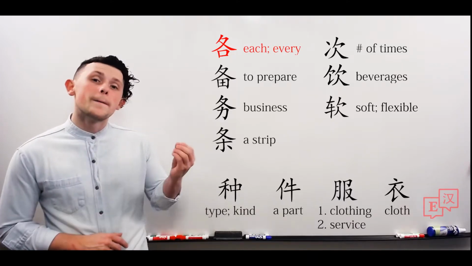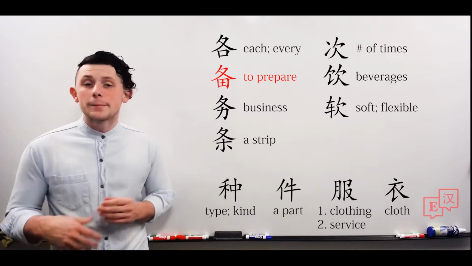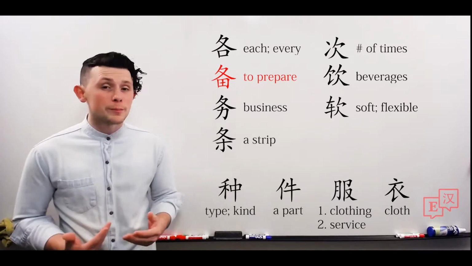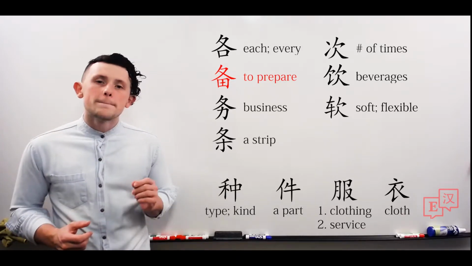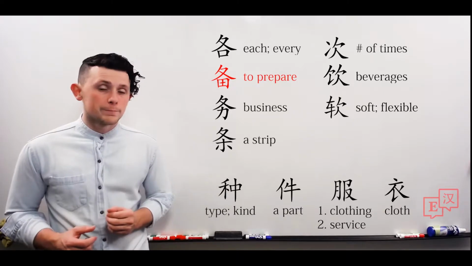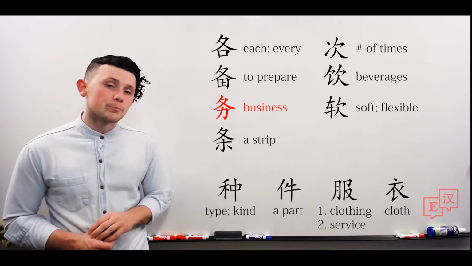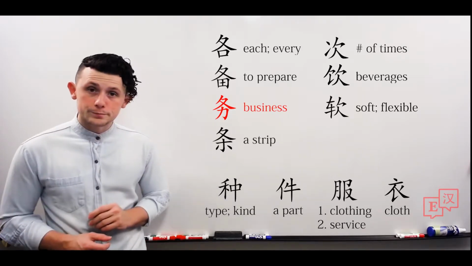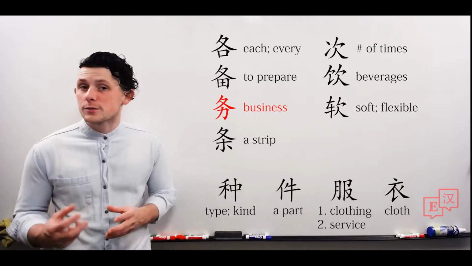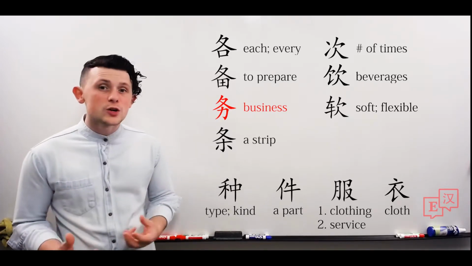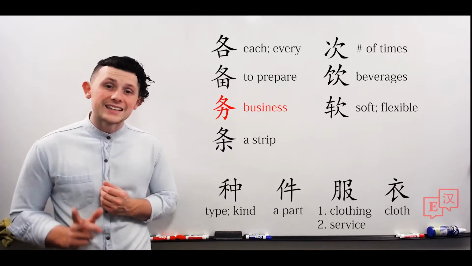Now our next character has a 田 instead of a 口 at the bottom. This is pronounced 背. 背 means preparation or to prepare, also in some cases an installation. Bay, to prepare. Next, we have U. U means matters or affairs, particularly relating to some kind of business or occupation. U.